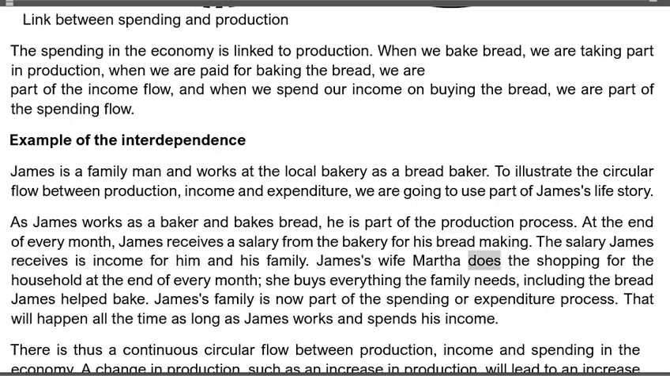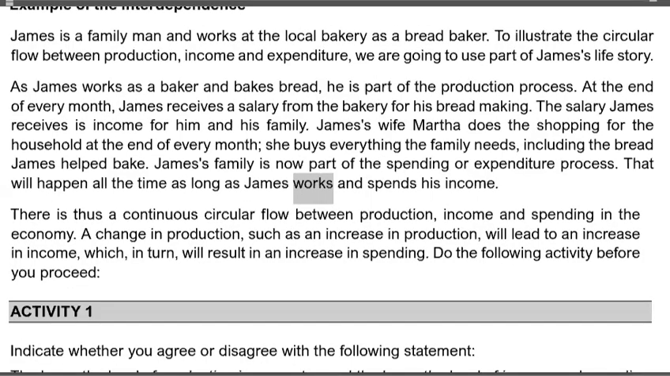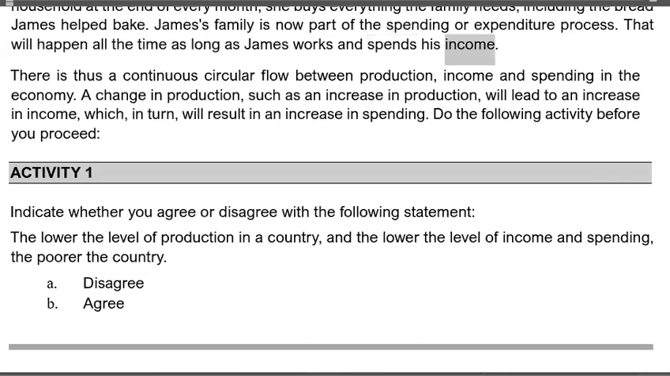James's wife Martha does the shopping for the household at the end of every month. She buys everything the family needs, including the bread James helped bake. James's family is now part of the spending or expenditure process. That will happen all the time as long as James works and spends his income. There is thus a continuous circular flow between production, income and spending in the economy. A change in production, such as an increase in production, will lead to an increase in income, which, in turn, will result in an increase in spending. Do the following activity before you proceed.